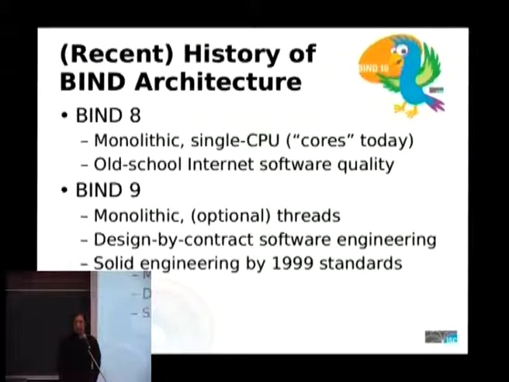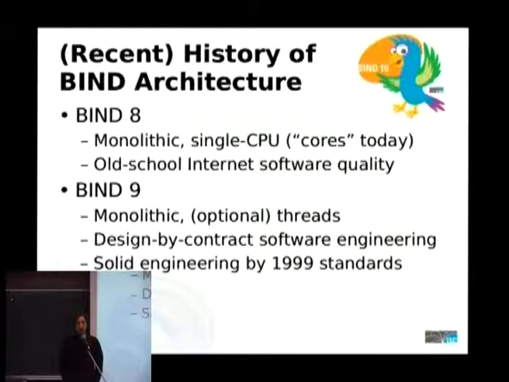So with Bind 8, now I say recent history because, of course, before Bind 8 there was Bind 4, and there were even older versions in the murky past. But starting with relatively recent, I think Bind 8 is from the 1990s. It was monolithic, meaning that there was a single application which did everything. Single CPU, which we now call cores, but at that time they didn't have the concept of a core, so they called them CPUs. And the quality was typical of internet software of that era, which means that there were tons of bugs which made it crash, it was a security nightmare, and so on.